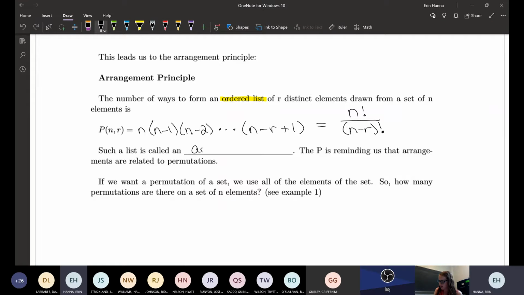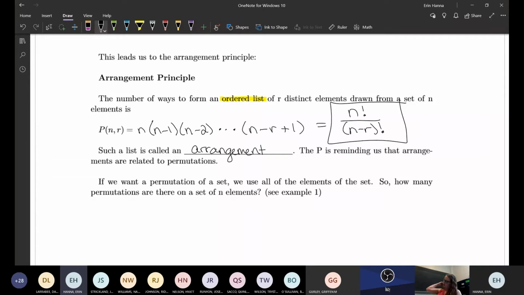Such a list is called an arrangement. Remember, technically this thing that I just wrote down is the number of such lists, counting how many lists of these elements in a certain order we have. The P in the notation is reminding us that an arrangement is related to a permutation. You'll probably hear me use permutation more often than arrangement, but just know that they're somewhat interchangeable. There is a slight nuance between the two, but if I say permutation, I'm talking about an arrangement.